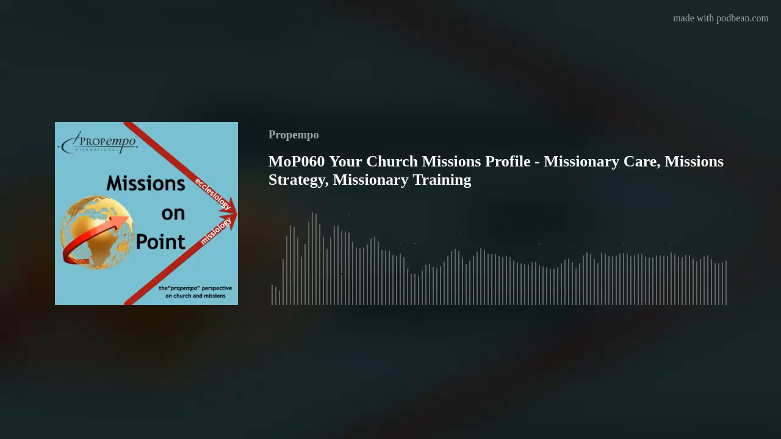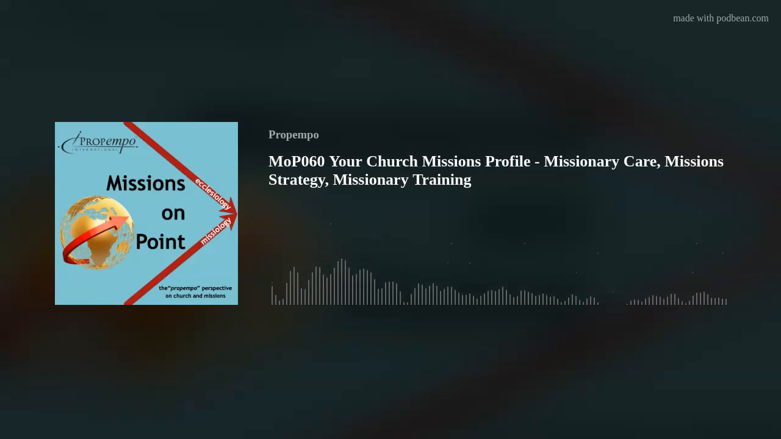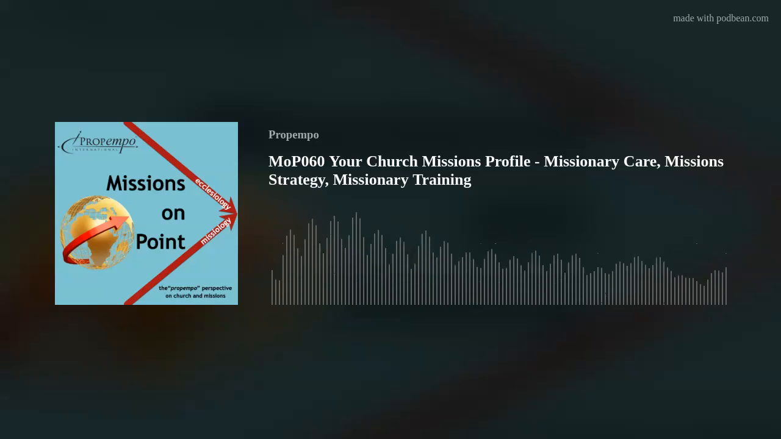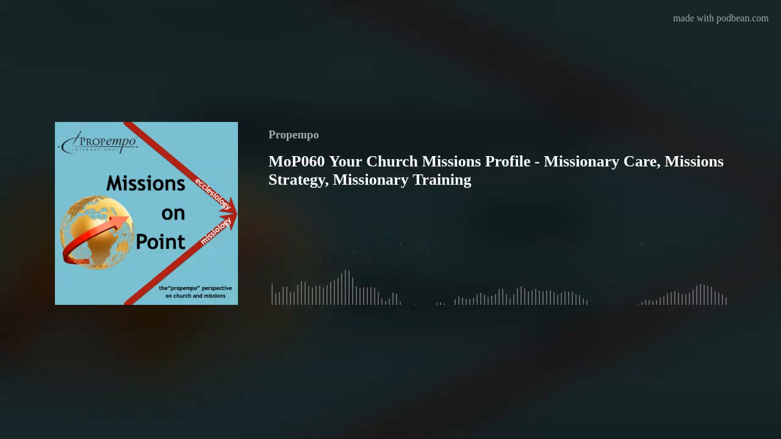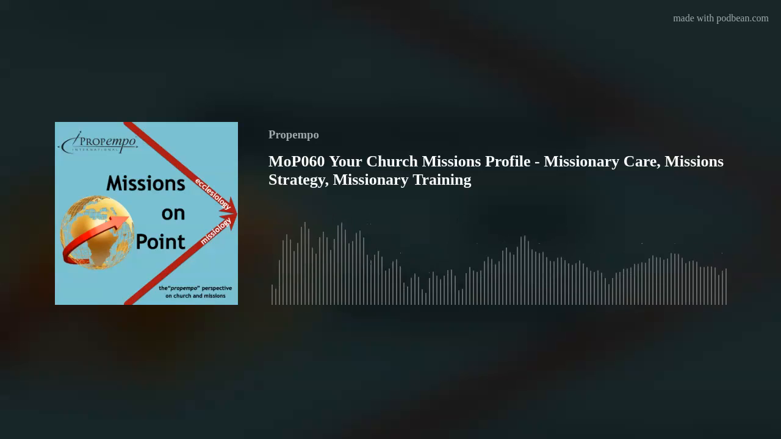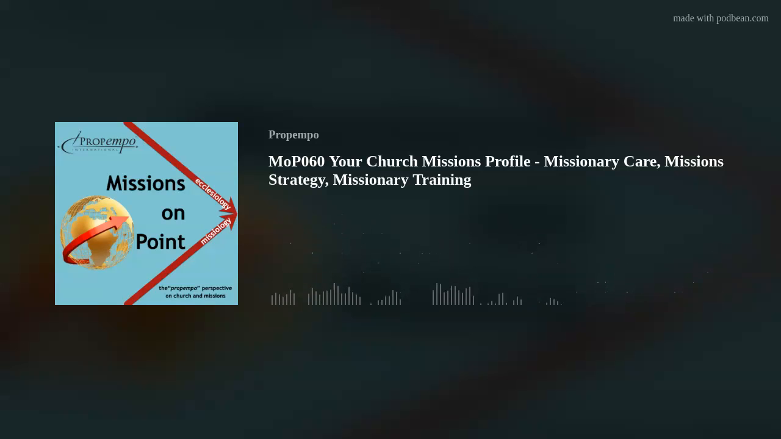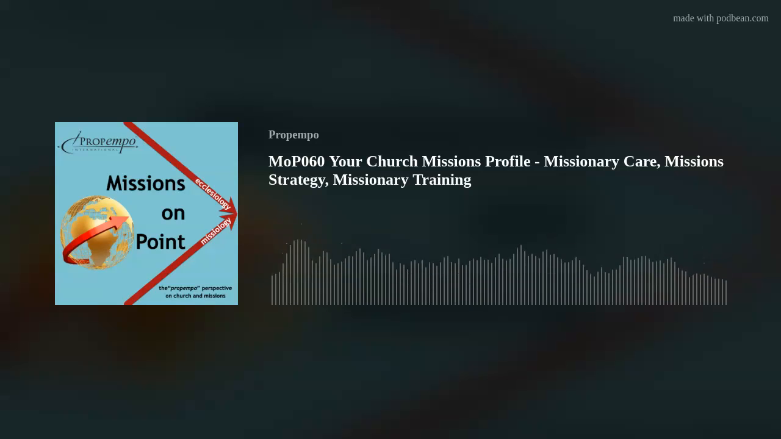Your church missions profile uses a scale of 1 to 6. We call it the P scale to define from the lowest performance or effectiveness to the highest. It starts with possibility, and then project, program, priority, purpose, and passion is the highest. We're going to look at each of those markers, each of those definitions in the areas of missionary care, mission strategy, and missionary training.